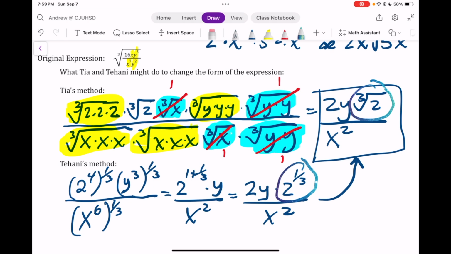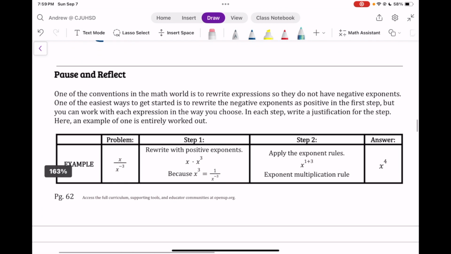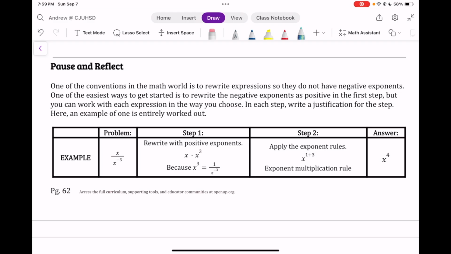Whew, that's a lot. I definitely think that's a lot. So it's time to pause and reflect here for a second. One of the conventions in math world is to rewrite expressions so they do not have negative exponents. One of the easiest ways to get started is to rewrite the negative exponents as positive. Notice that in the first step. But you can work with each expression in the way you choose. In each step, write a justification for the step. Here's an example of one that's entirely worked out.